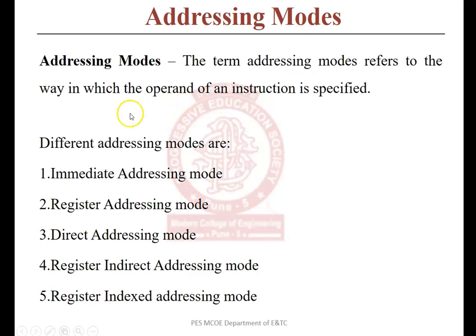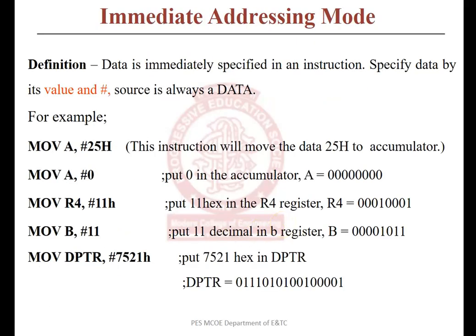So for 8051 there are 5 types of addressing mode. First one is immediate addressing mode, register addressing mode, direct addressing mode, register indirect addressing mode, and register indexed addressing mode, or indexed addressing mode you can call it. So these are the 5 addressing modes for 8051 microcontroller. Okay, so let us discuss one by one.